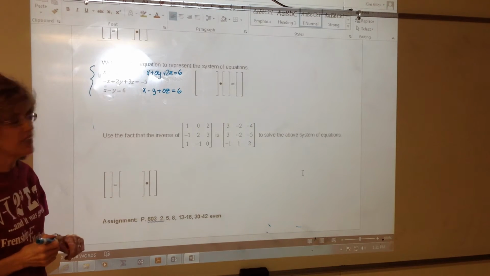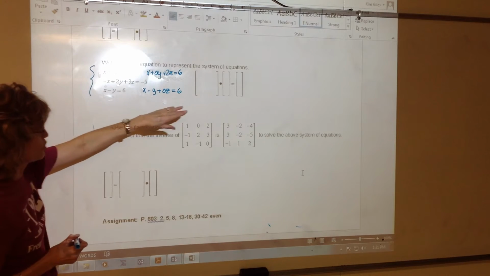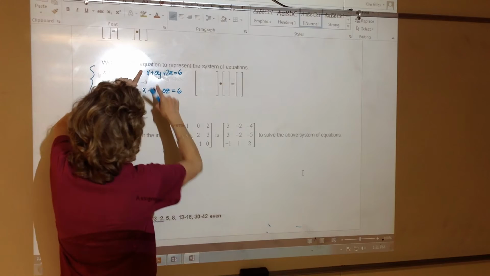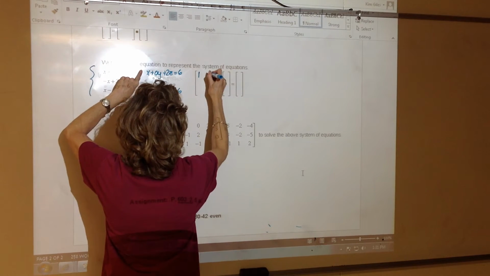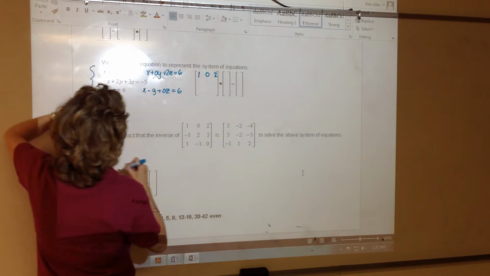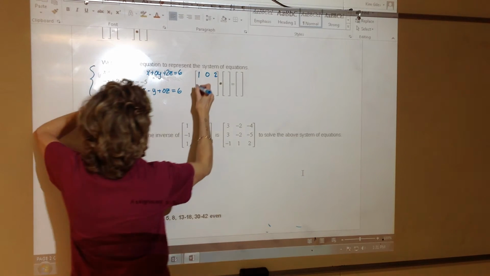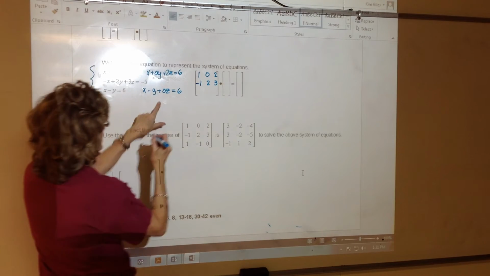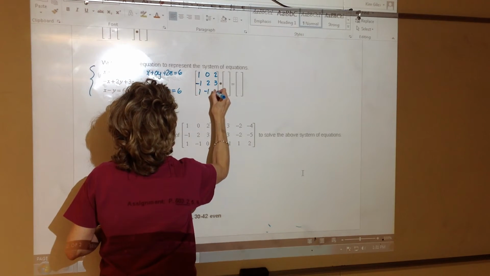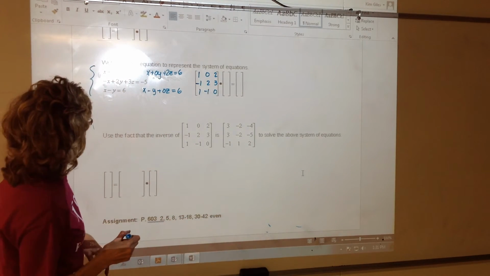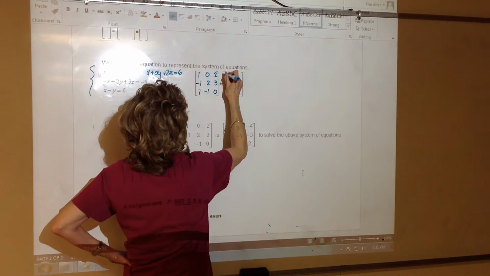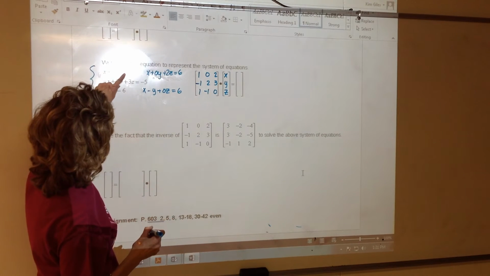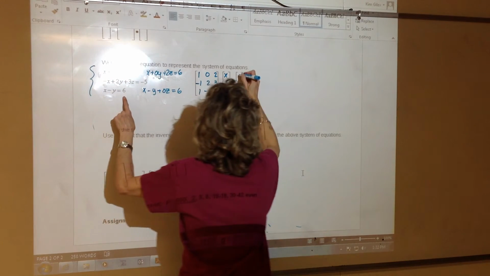6. When you change it to a matrix equation, you will always have a coefficient matrix, so you'll use 1, 0, 2, negative 1, 2, 3, and 1, negative 1, 0. And you'll have a variable matrix, this time, x, y, z, and a solution matrix, 6, negative 5, 6.